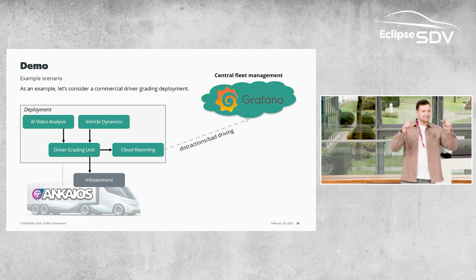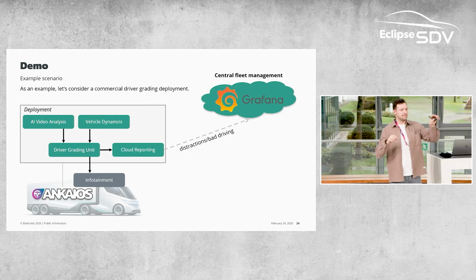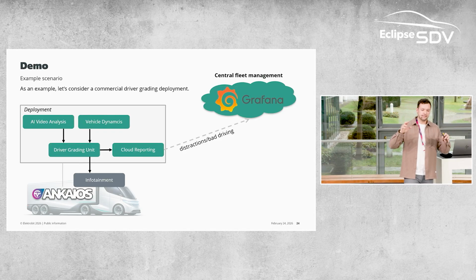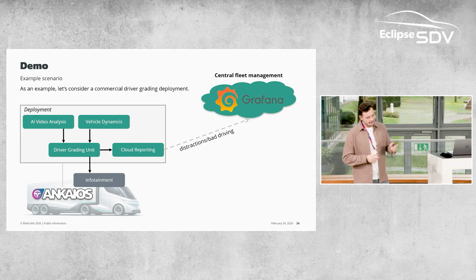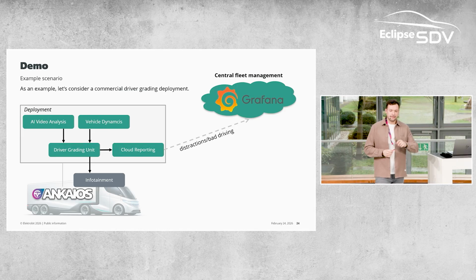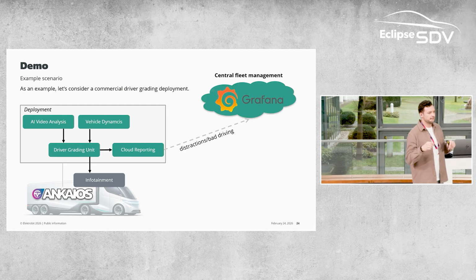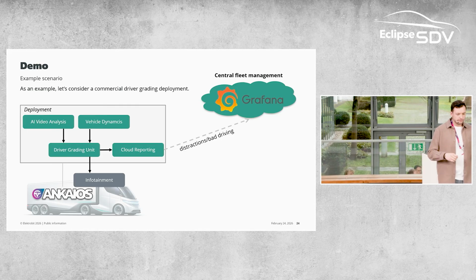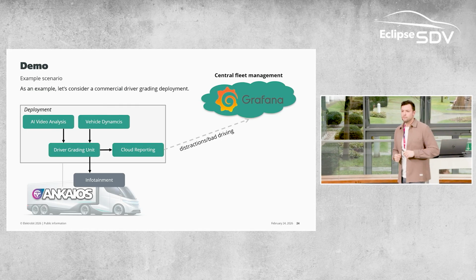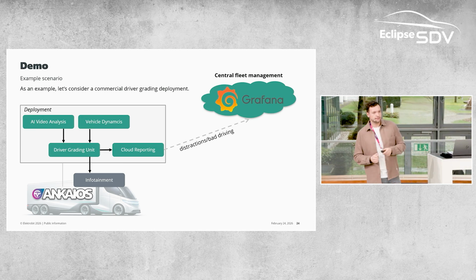But we need a sample deployment, right? So just some applications connected to each other performing a use case. And for this, it's enough. Let's go through it really quick, and then I'll show you the demo. So on the commercial driver grading side, we have, for example, an AI video analysis component that detects distractions of the driver, looking too long at the infotainment or out of the window. But we have even more metrics to analyze the driving behavior.